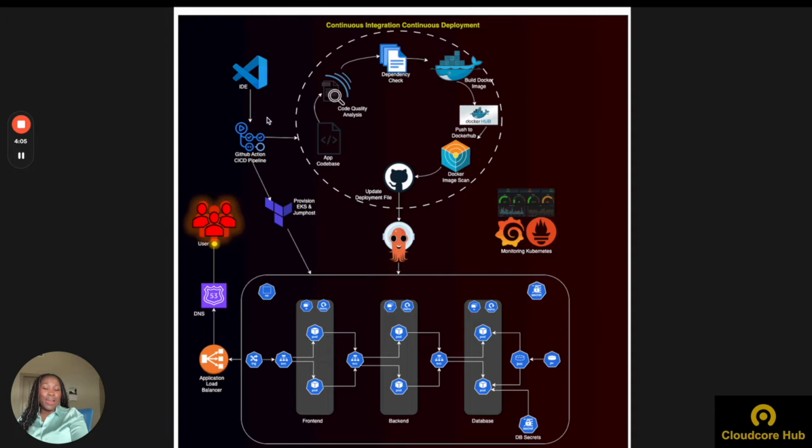Once you have these two pipelines set up, I'll be providing two Git repos for this project. The first pipeline will be to provision a Jumphost server using Terraform, and the second pipeline will be to deploy our application.